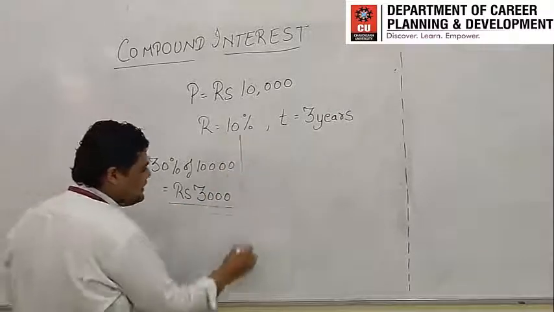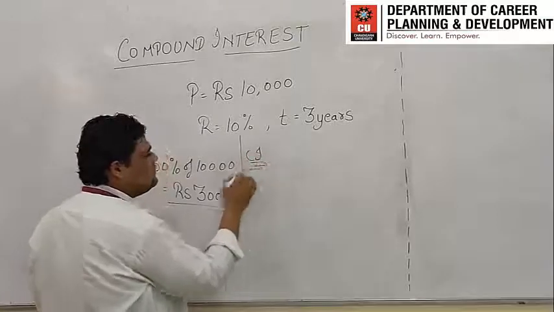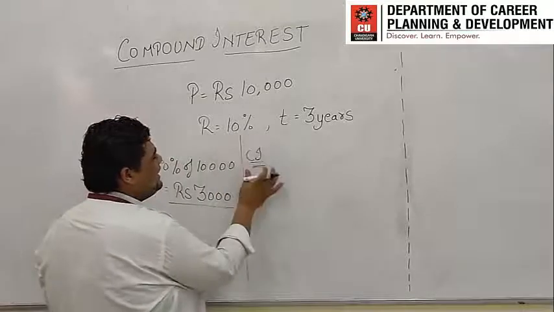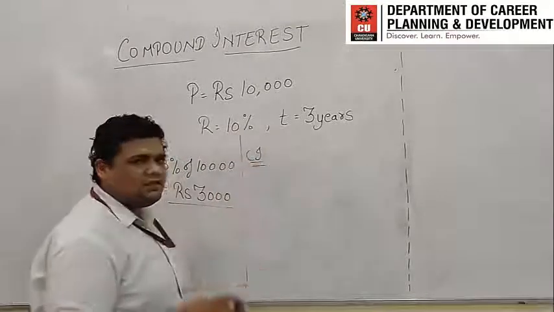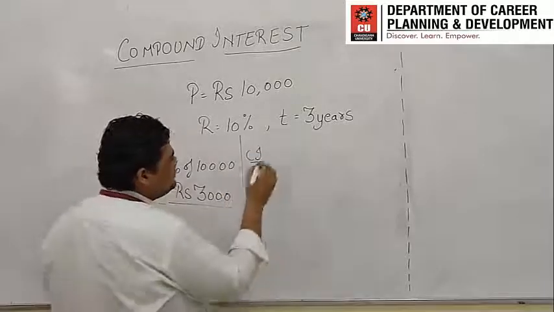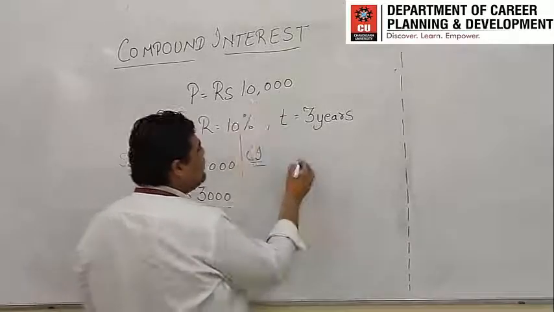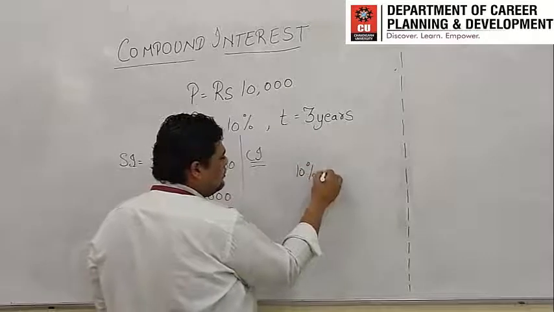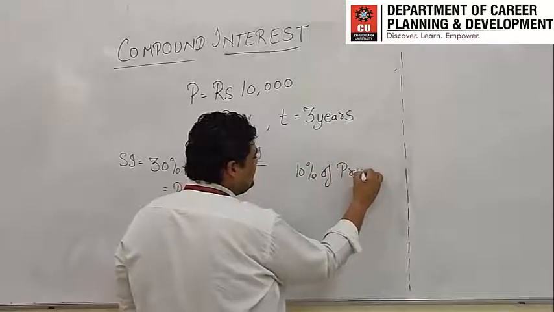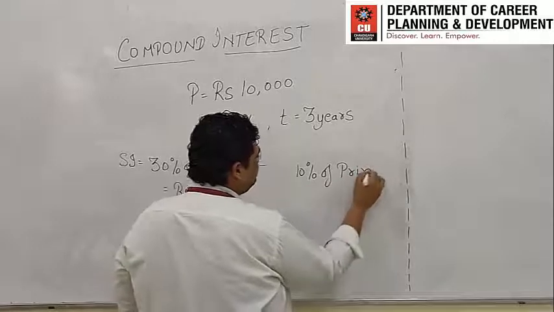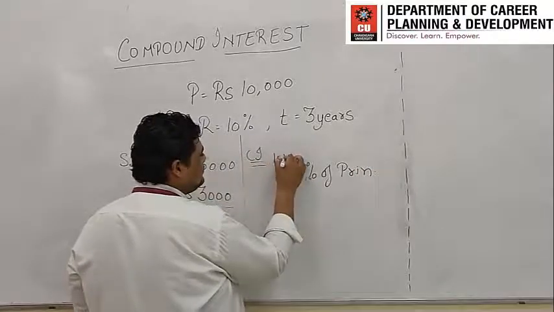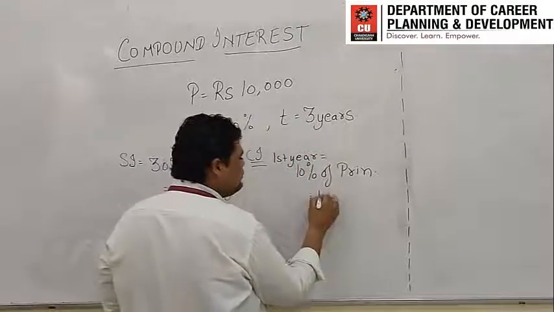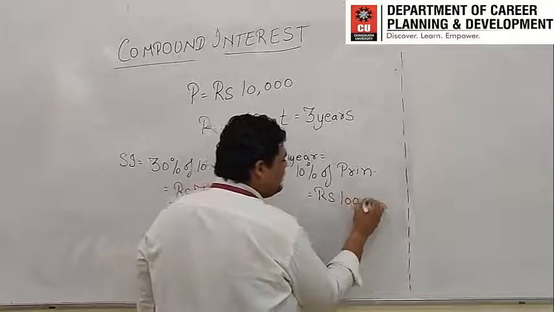But what is the difference in case of CI? What will be the difference in case of CI than SI? Now see, in CI what we do? Firstly, calculate the interest for every year one by one. If I calculate for the first year, it will be 10% of the principal. Only for the first year it will be 10% of the principal. So it will come out to be rupees 1,000.